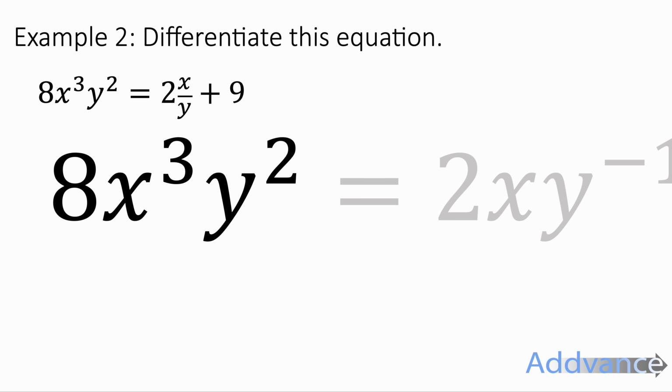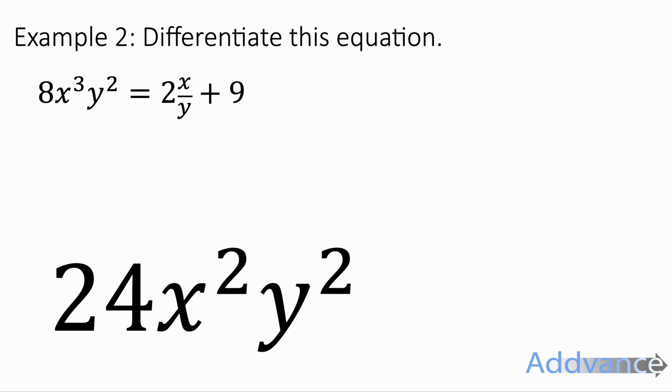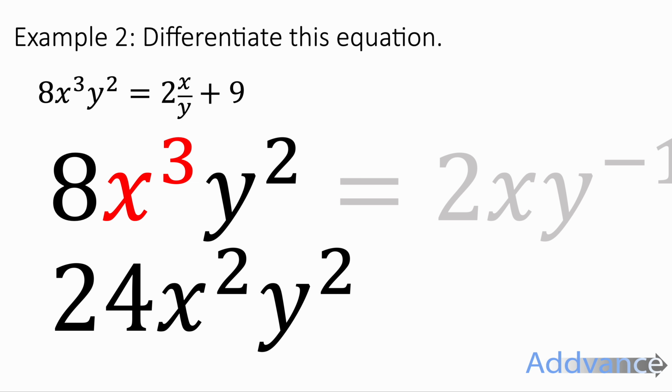We'll start by differentiating this term here, and we'll differentiate with respect to x first, and that becomes 24x squared y squared. The 3 comes down to make 8 times 3, which is 24, and the power of x decreases to be x to the power 2.